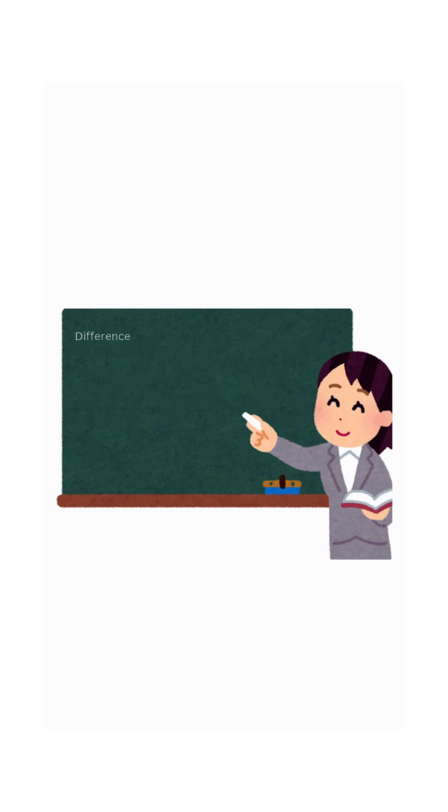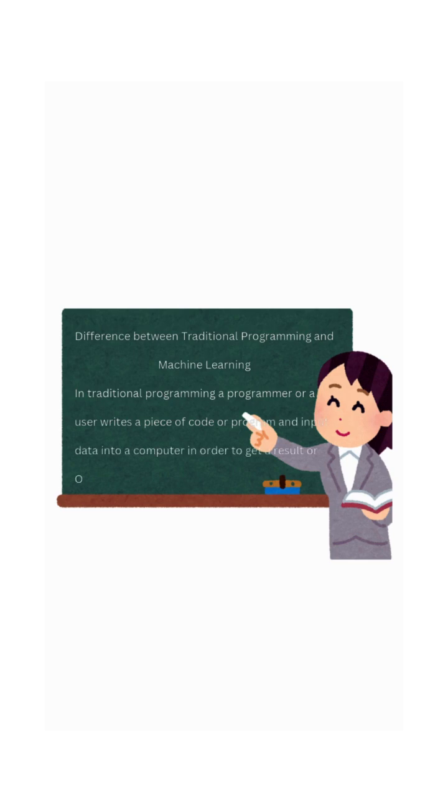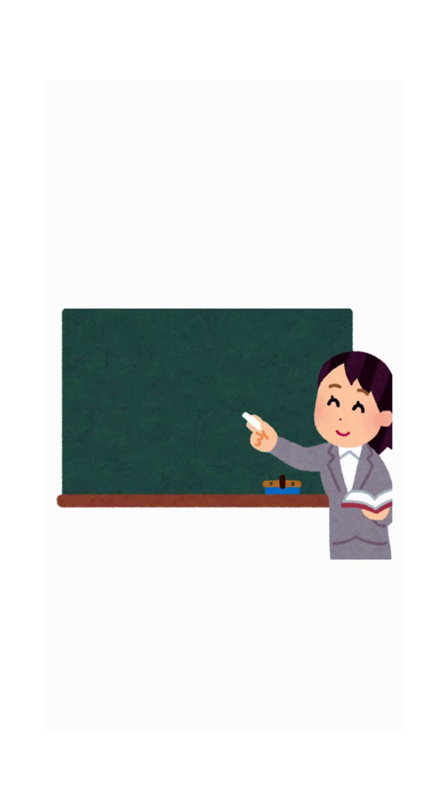Difference between traditional programming and machine learning. In traditional programming, a programmer or a user writes a piece of code or program and inputs data into a computer in order to get a result or output, whereas in machine learning, the user has to supply the computer with data and output. The computer then builds a model or program to increase the efficiency and accuracy of the task.